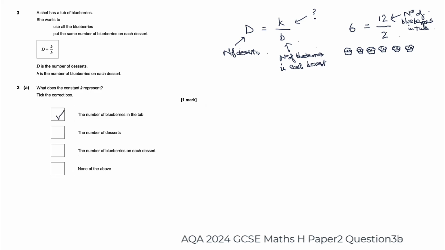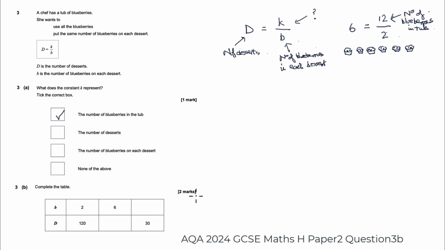Well, let's have a look at part B. We're asked to complete this table. Now, in the first column, we can see that we're given a value of B and the corresponding value of D. So let's write that down. B is 2, D is 120. And well, let's put these values into this formula. So it's 120 equals K divided by 2.